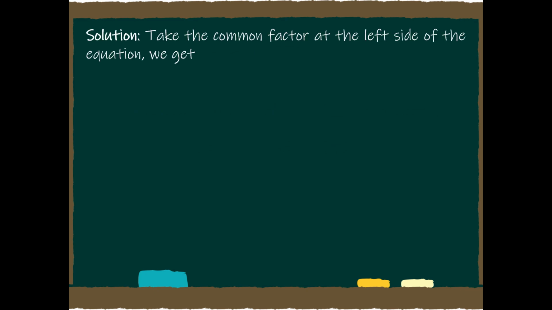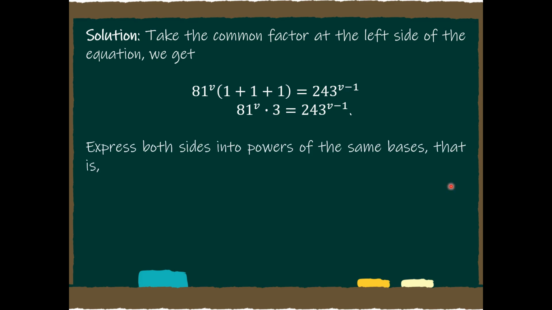So in our solution here, we have to take the common factor at the left side of the equation. The common factor is 81 raised to v, because if you distribute this inside the parentheses, it will give you the original equation. Then the next step, you have 81 raised to v times 3, because 1 plus 1 plus 1 is 3. Then express both sides of the equation into powers of the same base.